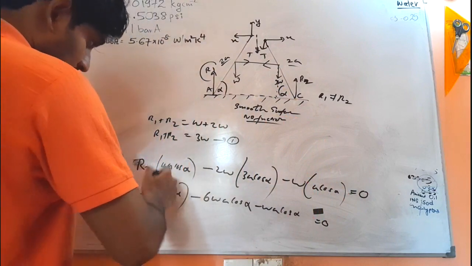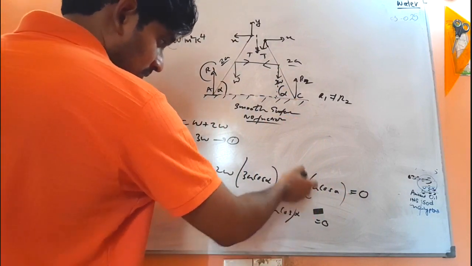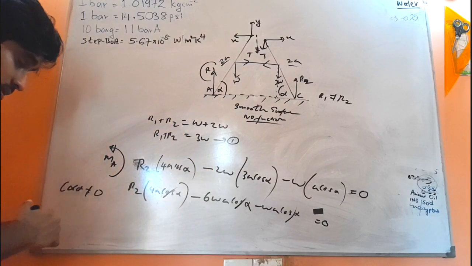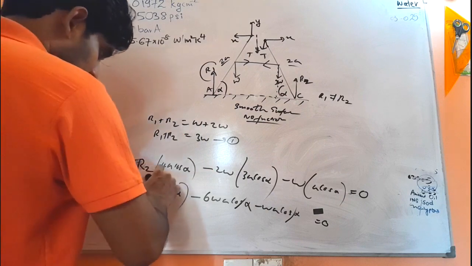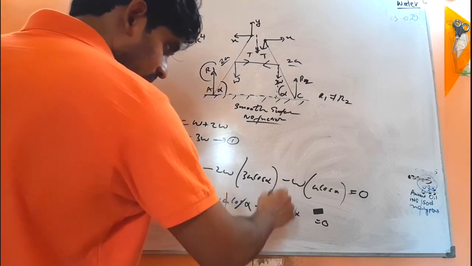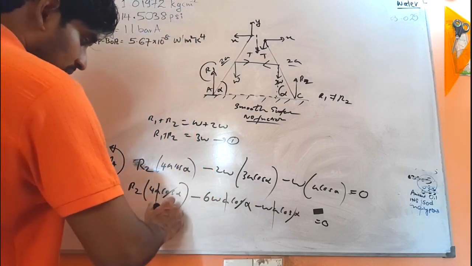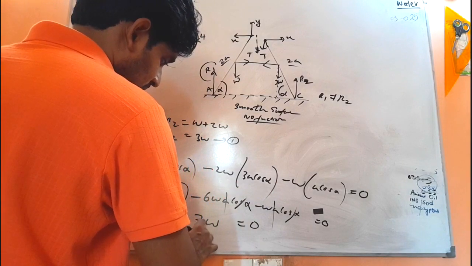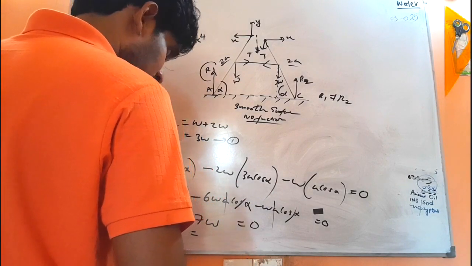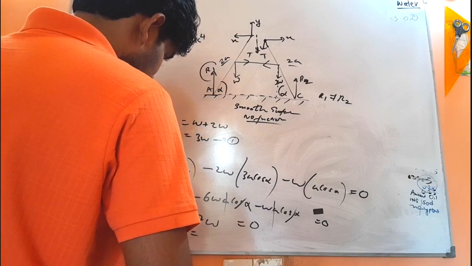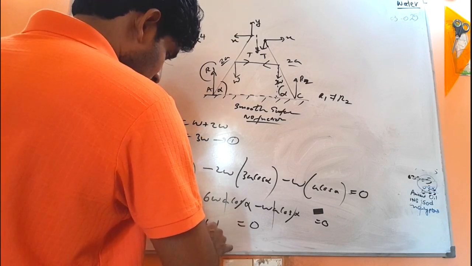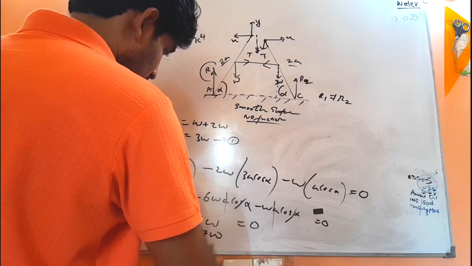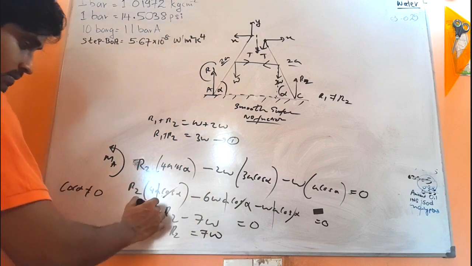So then what? Don't worry, cos alpha we can cancel because we know that cos alpha does not equal 0. Anything else? Yeah, we can also cancel A and A, right? So then we would be having R2 minus 7W equals 0. That means R2 equals what? R2 equals 7W, but here we have this 4 here.